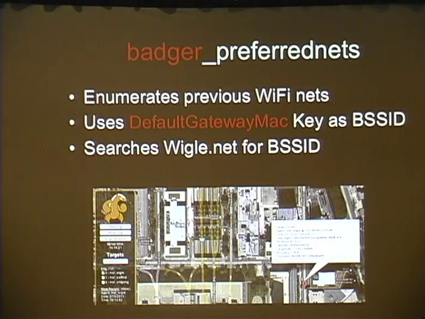Badger Preferred Networks is the next module, and what it does is it looks at the fact that Windows stores the SSIDs for all previously connected networks in one registry key, and then stores with the GUID for that, in a separate registry key, the default gateway MAC, which in most cases is also your BSSID. After exploiting a target, this one goes ahead and looks up that BSSID on wigle.net. We have to use Wigle in this case because Wigle can look for single BSSIDs, whereas when you submit a single BSSID to the Google API, it just resolves against an IP address. But Wigle is a free open platform and you can use it.